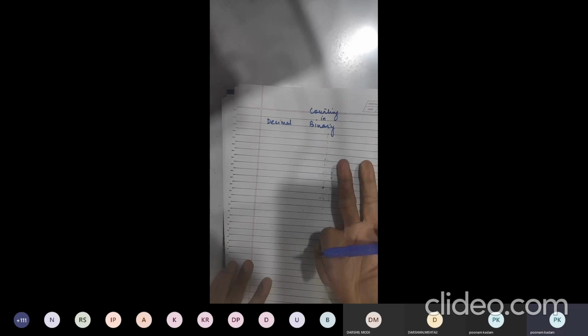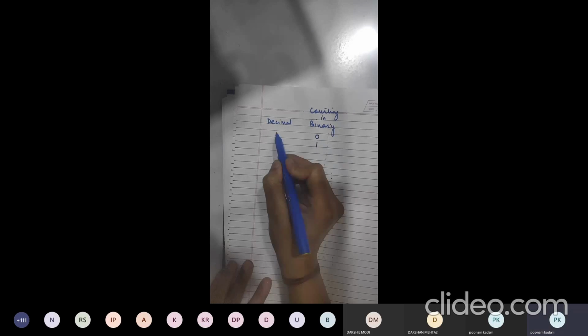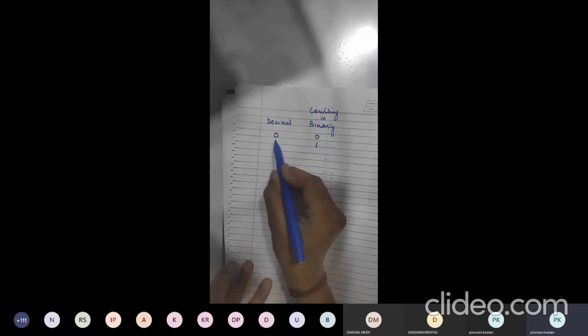Okay. So we start with two symbols in the binary number system, 0 and 1. So first will be 0 and second is 1. So decimal number 0 in binary is represented as 0. Decimal number 1 in binary is represented as 1.